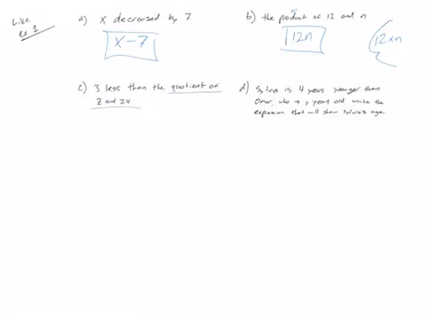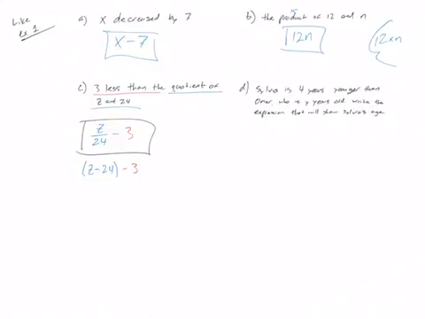The quotient of z and 24 would look like division, so it'd be z over 24. Or another way to say that would be z divided by 24. Either one of those would work. And then it says 3 less than the quotient. So 3 less than, so I'd say minus 3. Either one of those would work. I would probably write the first one personally, but either one of those would get you a correct answer.